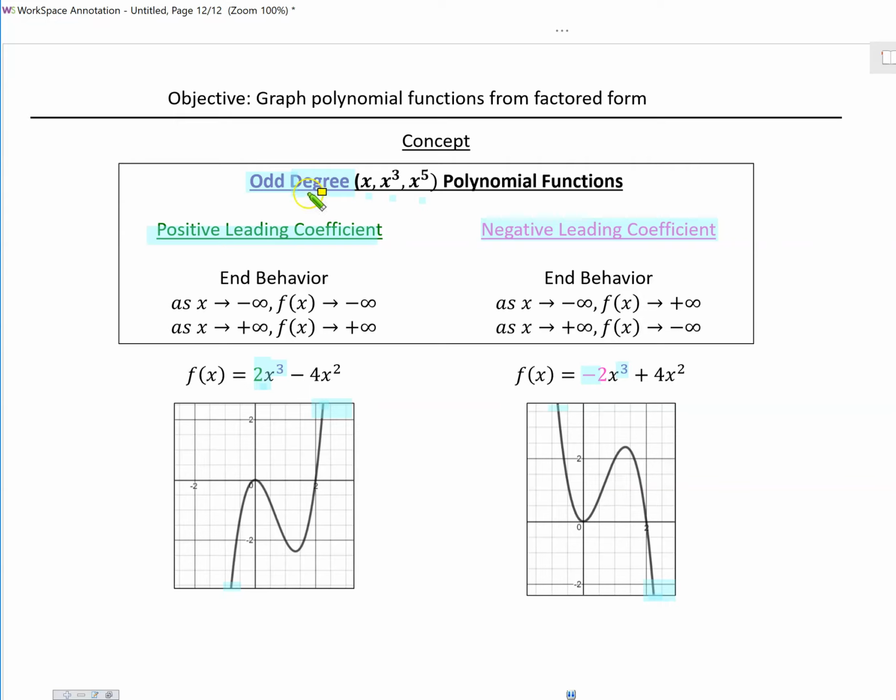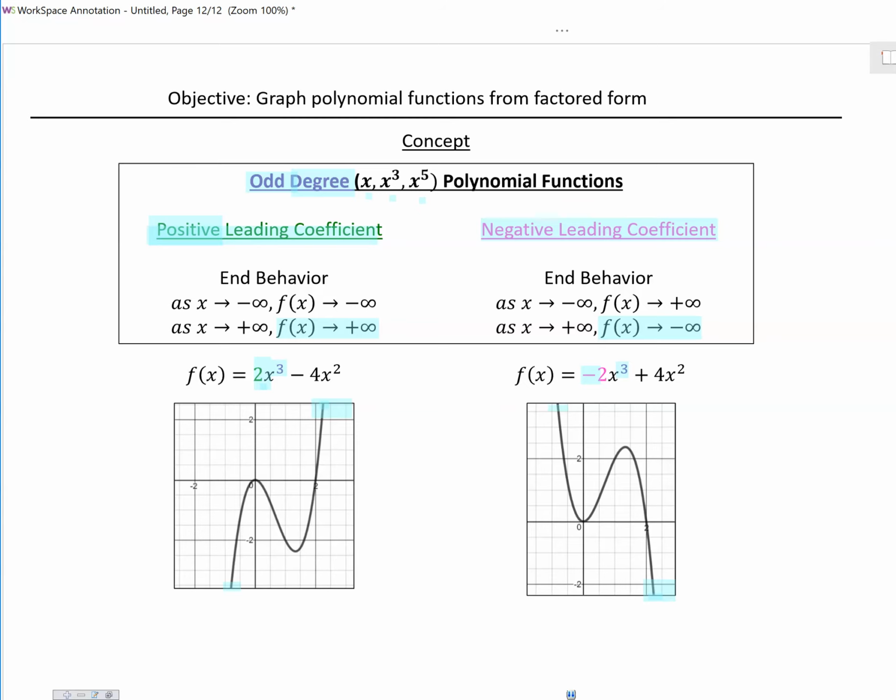So with odd degrees, one goes up and one goes down. And the right end, whether it goes up or down, is going to match the infinity sign on the leading coefficient. So if the leading coefficient is positive, that right end goes to positive infinity. If the leading coefficient is negative, then that right end is going to go to negative infinity.